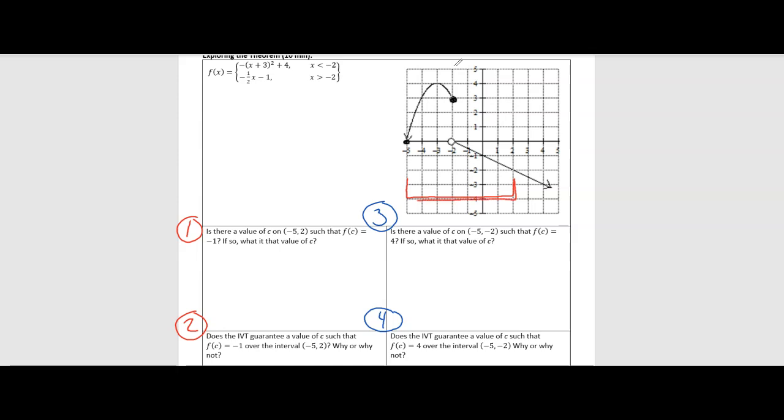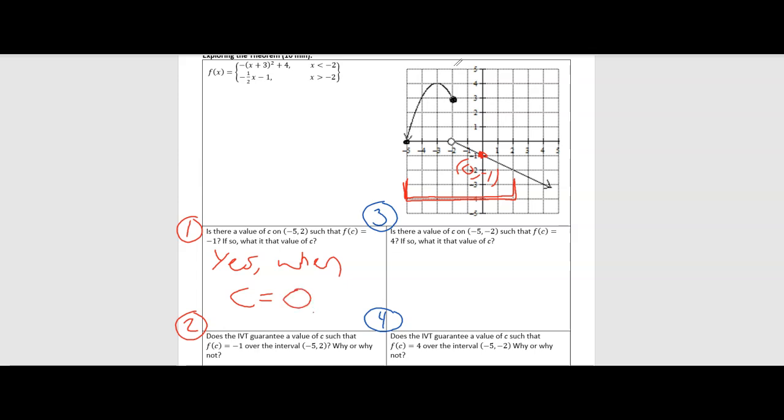And does the function ever hit -1 as far as a y value goes over that interval? And we see that it does right here. And that point would be (0, -1). So yes, when c equals 0.